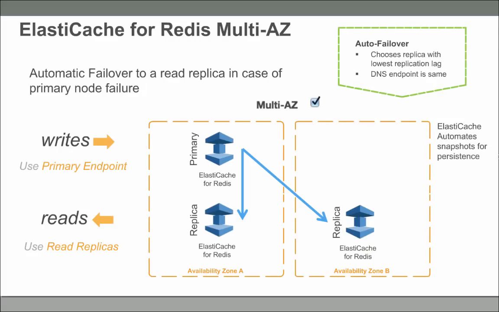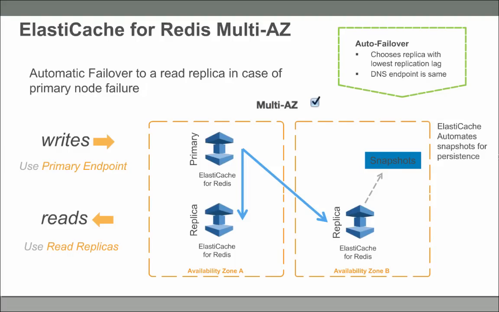So let's talk about the multi-AZ with automatic failover that we support. In the previous slide, we just had one Redis node in a single availability zone. Now, if you're going to production, once you're done with development and testing, we would want to use ElastiCache for Redis Multi-AZ capabilities for high availability, as well as managed snapshots for persistence. With Redis Multi-AZ, we attach one or more read replicas. It can be either in the same availability zone or in a different availability zone.